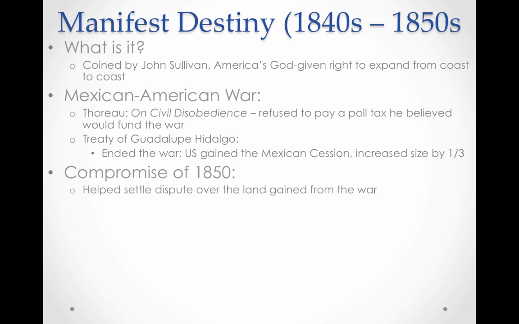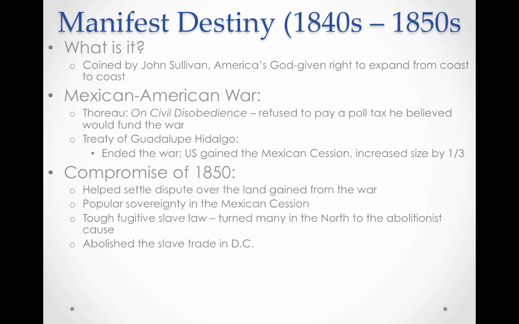All right, so another compromise over the issue of slavery, with more territory coming in under American control, is the Compromise of 1850, which helped to settle the dispute over the land gained from the Mexican-American War. The idea was to institute popular sovereignty, which means what? The ability for people living in a territory to vote on the issue of slavery. That's right, so people would actually vote in the Mexican Cession territory.